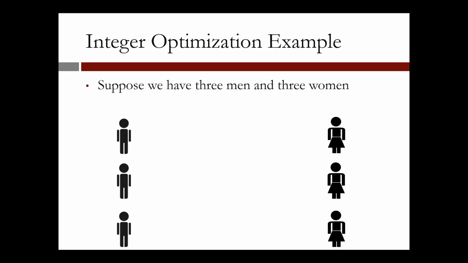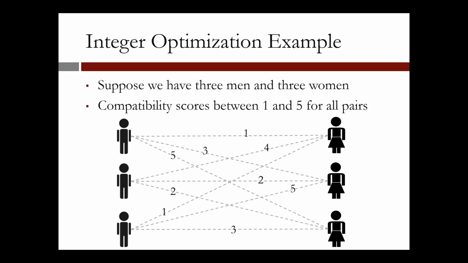Let us demonstrate the fundamentals of the approach called integer optimization that is used in the eHarmony matching algorithm. Suppose we have 3 men and 3 women. The compatibility scores range between 1 and 5 for all pairs, and they are shown in the figure. For example, the first man and the first woman have a compatibility score of 1. The first man and the second woman have a compatibility score of 3, and so forth.